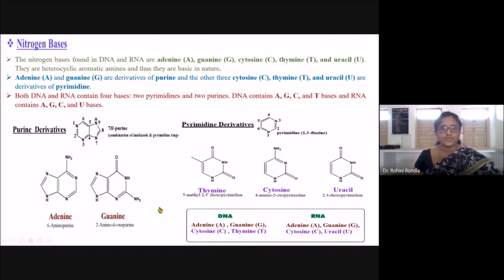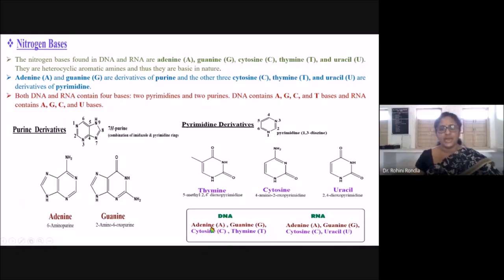Okay. And now the most important one: DNA is composed of 4 nitrogen bases. DNA or RNA, both contain only 4 nitrogen bases. But what is the combination? Let's see. DNA is composed of adenine, guanine, cytosine, thymine. What all are there in DNA? Adenine, guanine, thymine, cytosine, these 4. Adenine and guanine are purine derivatives, thymine and cytosine are pyrimidine derivatives. So DNA has 2 purine derivatives and 2 pyrimidine derivatives.